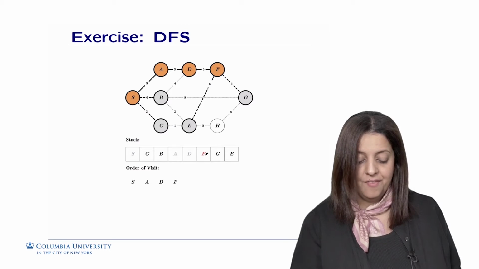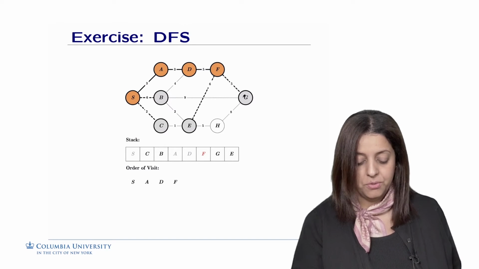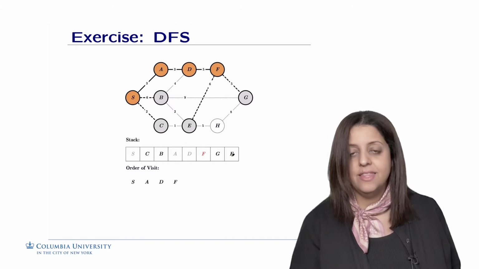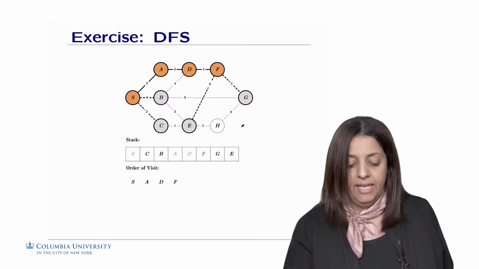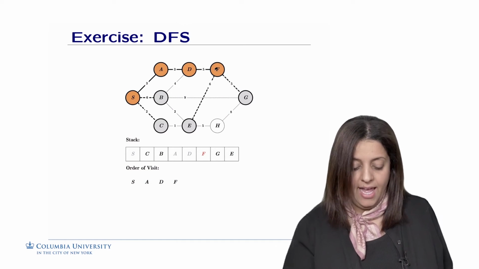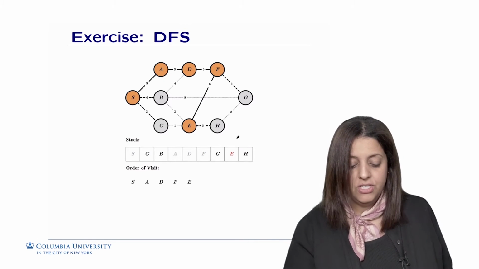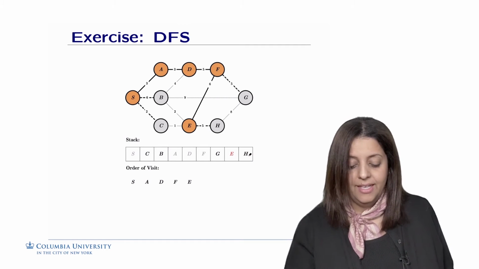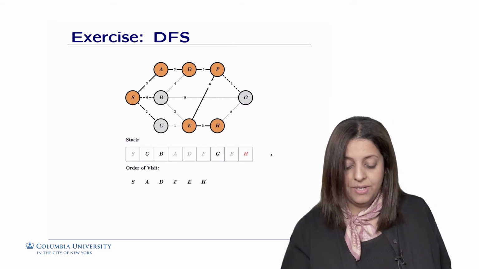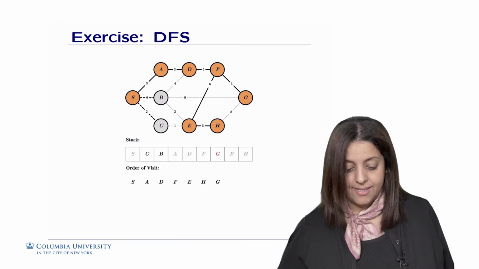After F, F has E and G as children, so I'm going to put them again in reverse lexicographic order: first G and then E. The next element to explore is E, and E has as children H and F. F is already explored, so I'm going to add the element H into the fringe. The next element to explore is H, and H has only G as a child. And we find the goal, so the process will stop.